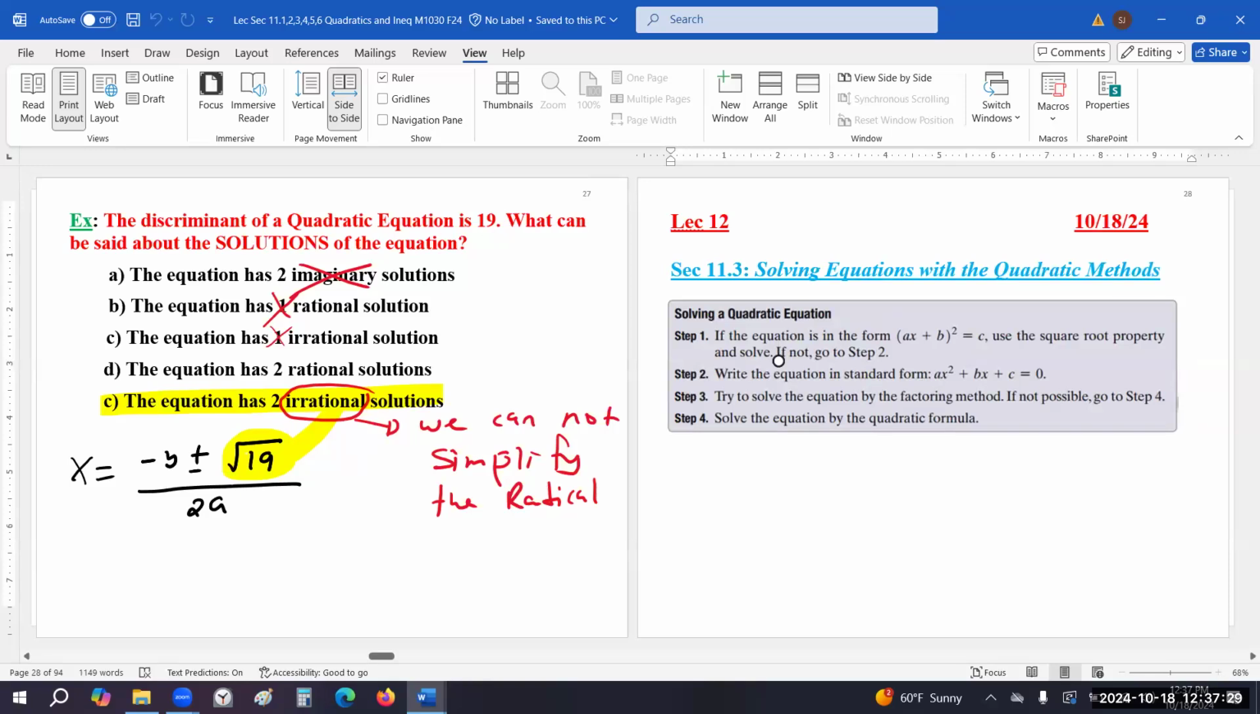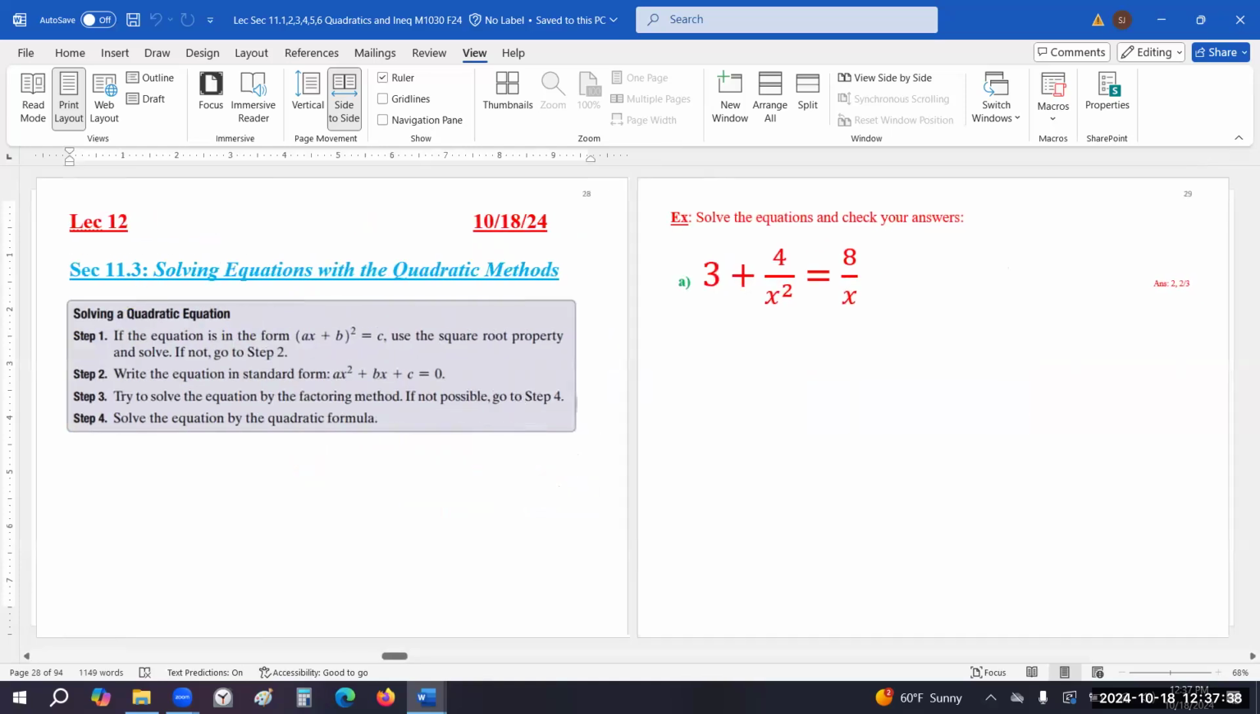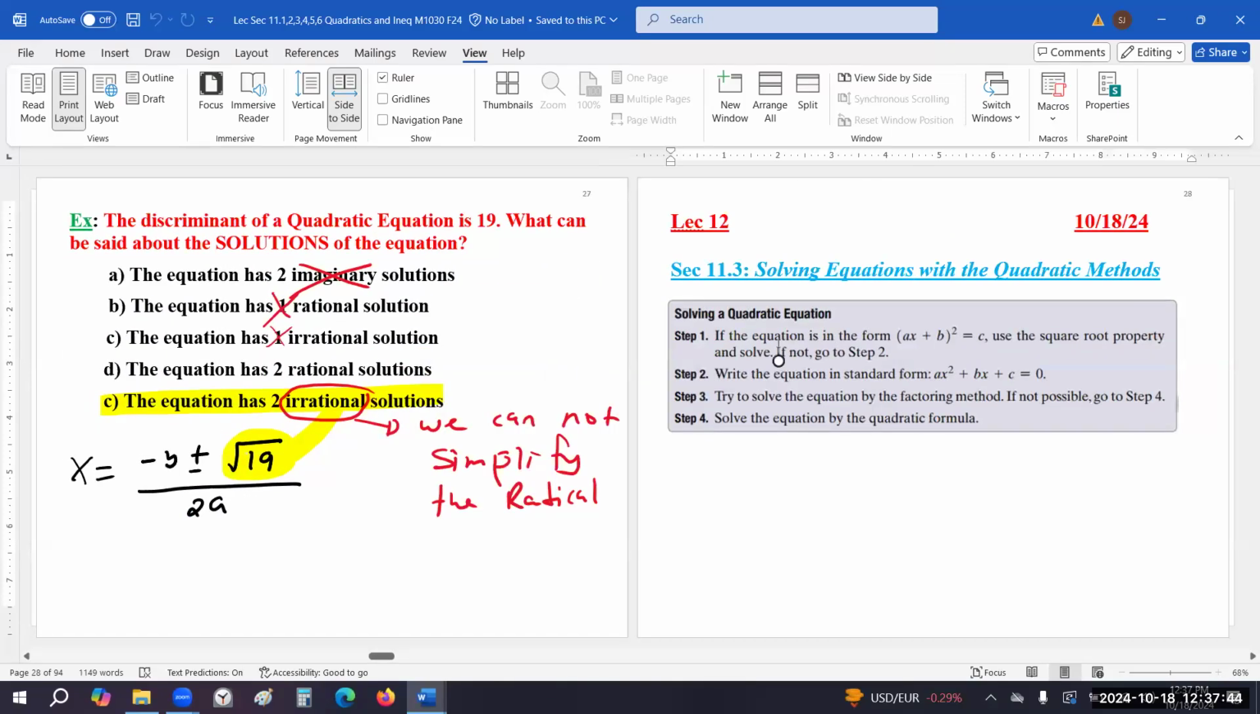11.3 talks about solving non-quadratic equations using quadratic methods. It means the problems we are going to see don't look like quadratics, so they are not quadratic equations. However, when we try to solve them, eventually they will turn into a quadratic. So we can either factor them or use the quadratic formula to solve them.